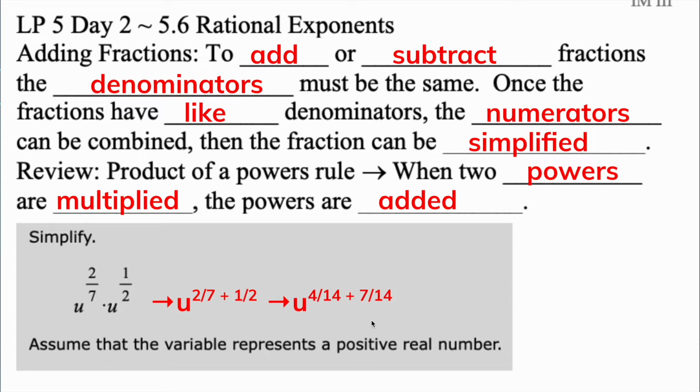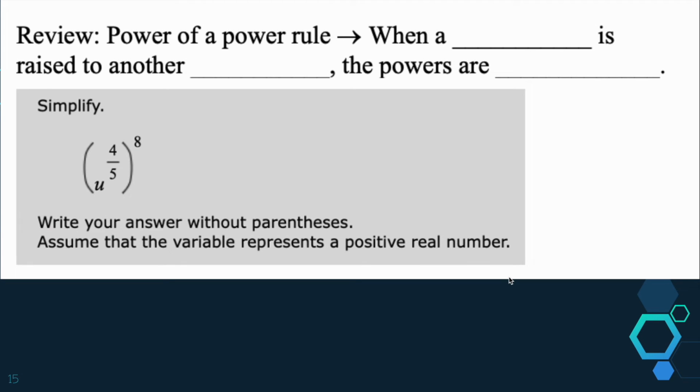So now I have like denominators, and I can go ahead and add 4 plus 7. It gets me 11, and 11 over 14, it cannot be simplified. So that is the simplest answer that I can get. All right, so we're going to look at another one of these.